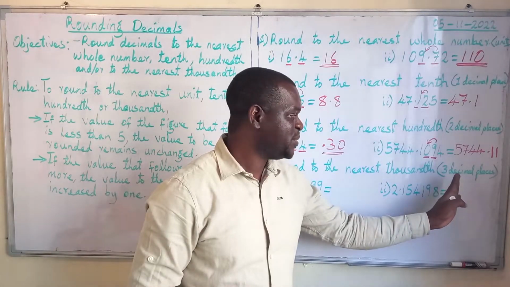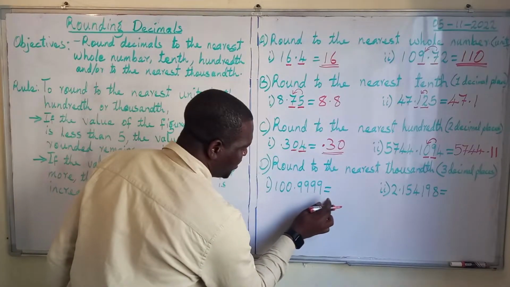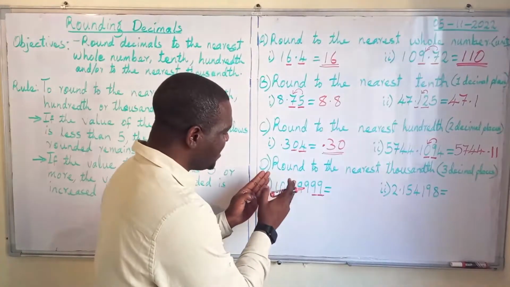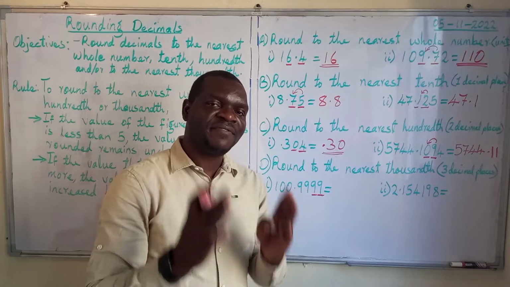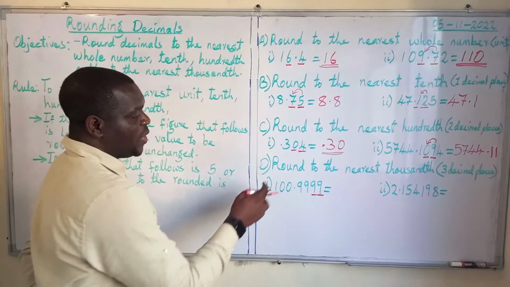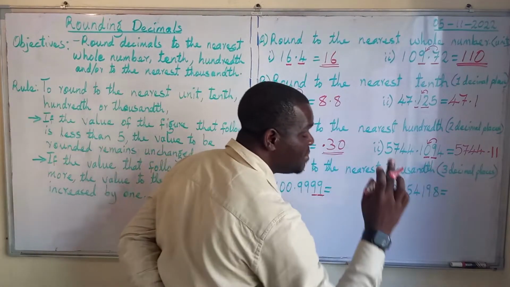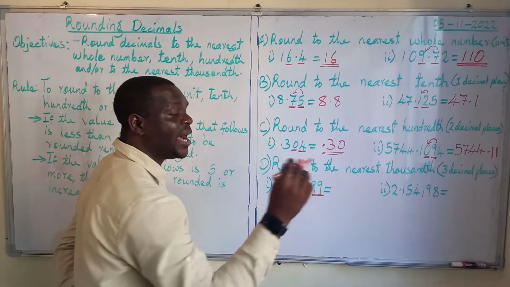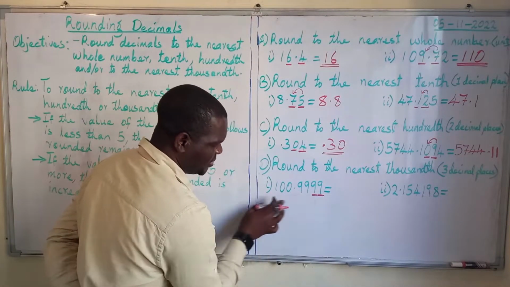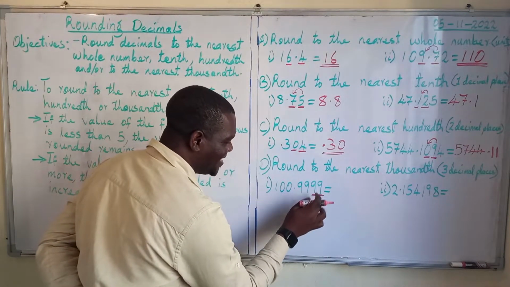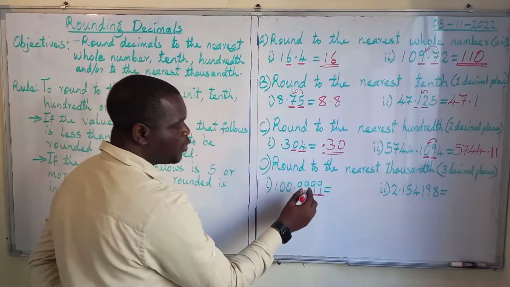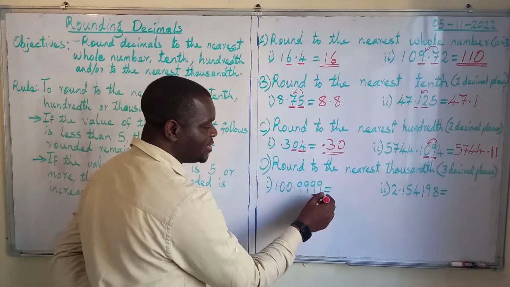Let's move to the last aspect, which is rounding to the nearest thousandth. That is rounding to 3 decimal places. Here, our focus is on the thousandth and the value that follows. This last question is very, very tricky. We have to pay close attention and see how we can handle this. We are rounding to 3 decimal places. It means our final answer here should carry 3 decimal places. But this decimal ends with 9999. And as I've said, we are rounding to the nearest thousandth. So our focus will be on the thousandth and on the ten-thousandth.